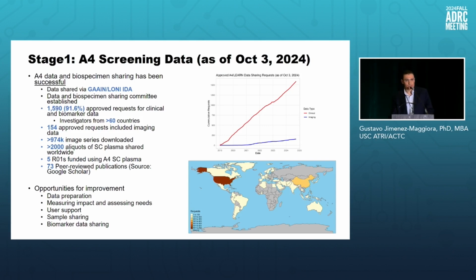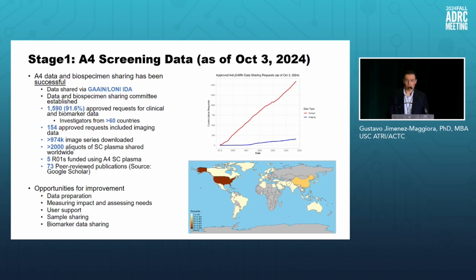So I'd like to share some of the results of the efforts to share this screening data. So stage 1. The panel on the top right plots the number of data requests that have been approved for the A4 screening data. And I'm happy to report that as of early this month, we have approved almost 1,600 data sharing requests for the screening data. Of those, about 10% of the investigators have also downloaded the imaging data. And these investigators hail from more than 60 countries.